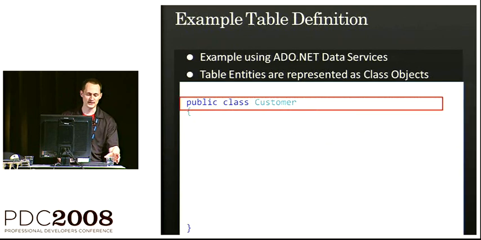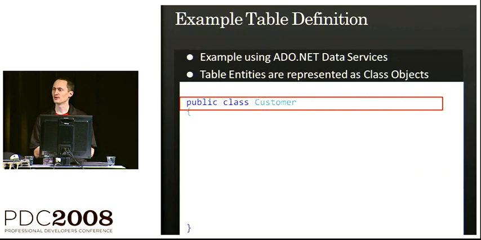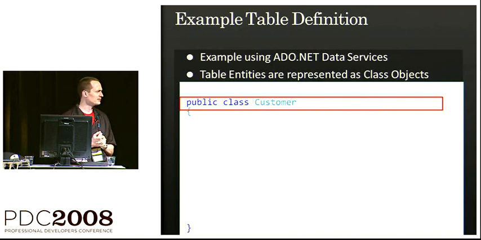Okay, in this part of the example, I'm going to switch to using a customer table. So I want to have a customer table and customer entities. We want to insert customers into this table and query over them. Using ADO.NET Data Services, the first thing I'm going to do is define my customer class. This defines the class that's used to represent the entities that I'm going to store into my table.